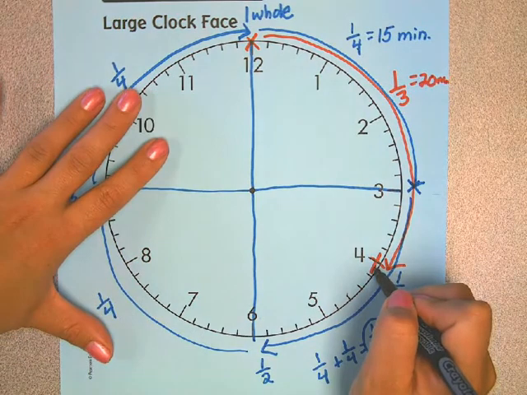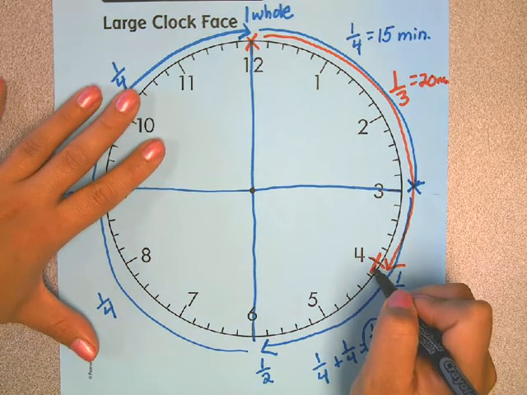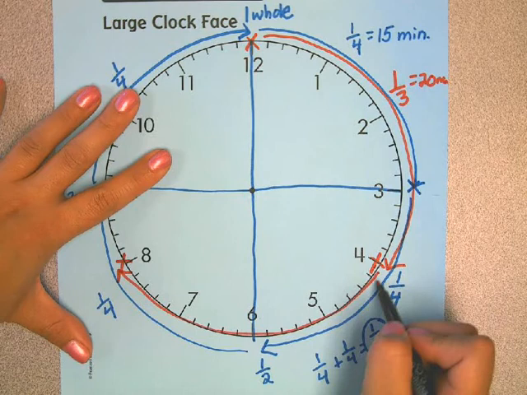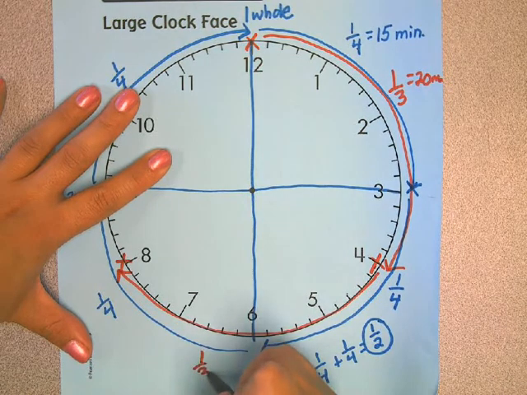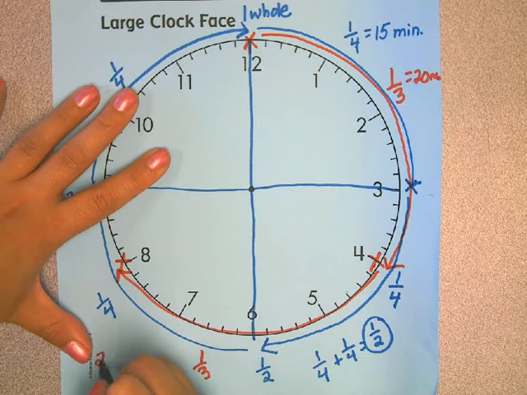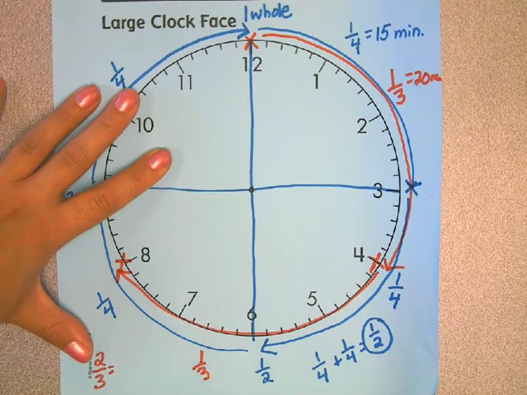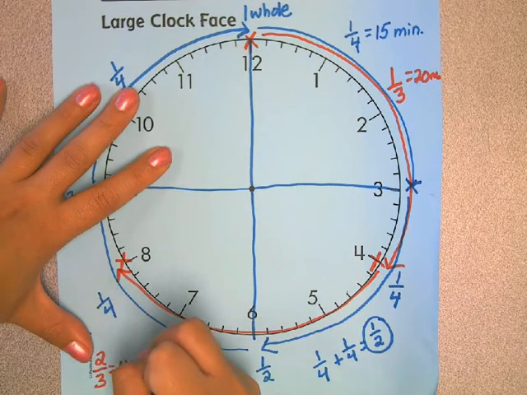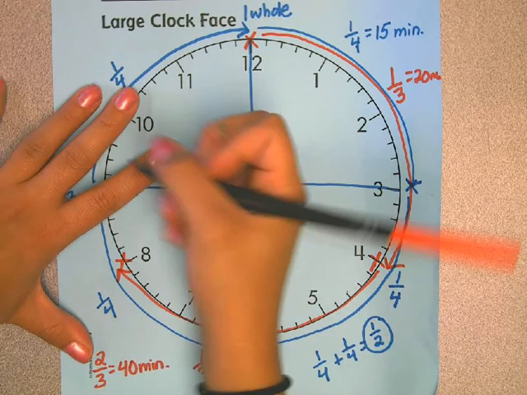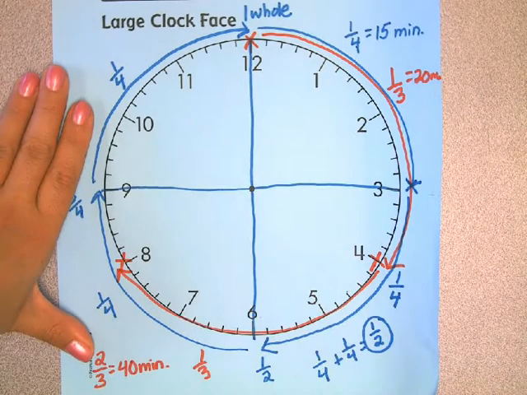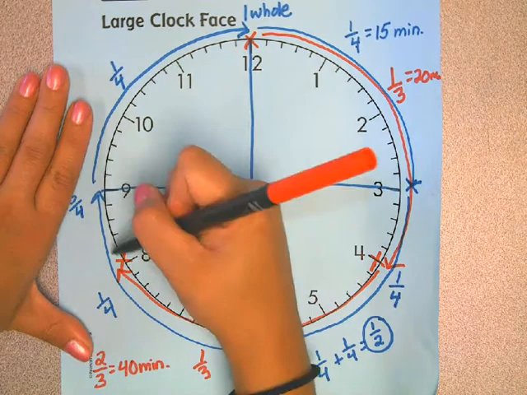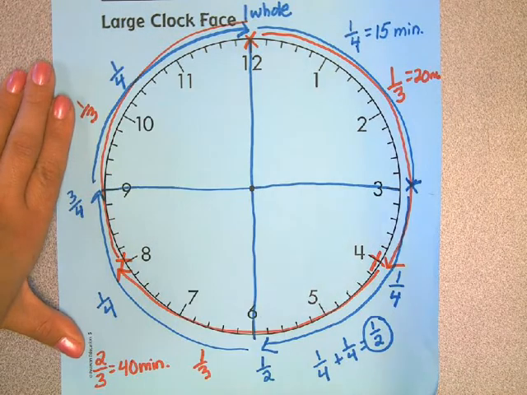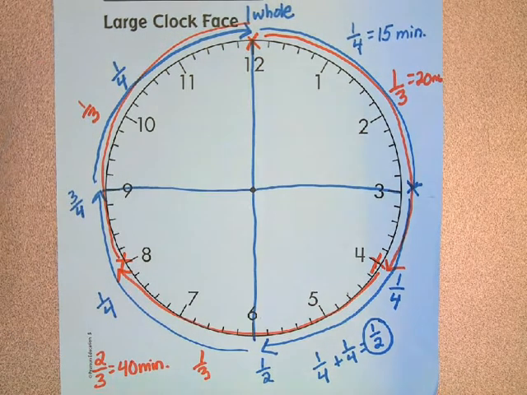If I add another third, where am I going to stop? Emma? 8. Good. So now I've traveled another third. How many minutes are in 2/3 of a clock? Maddie? 40 minutes. If I travel my last third, where do I stop? Back at the top. There's my next third, huh?